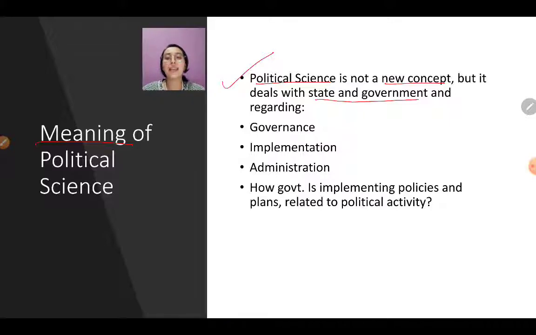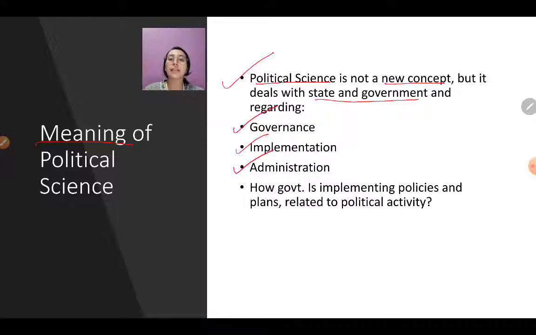So political science is not a new concept, but it deals with state and government regarding what? Governance. What kind of governance is there in a particular state, and what kind of implementation, like what are the different policies to be implemented, what are the different plans to be implemented in that particular state. It deals with those kinds of things, and particularly it deals with the administration. Without these things, a country or a state is not fully run.